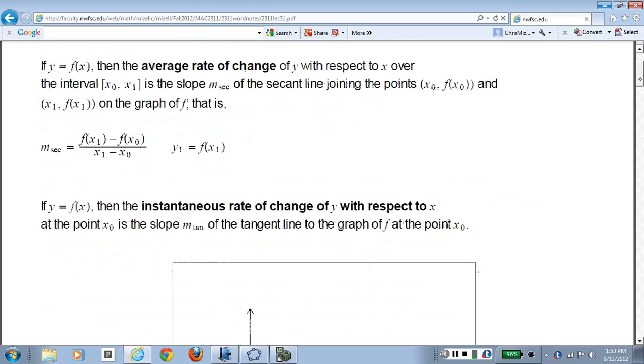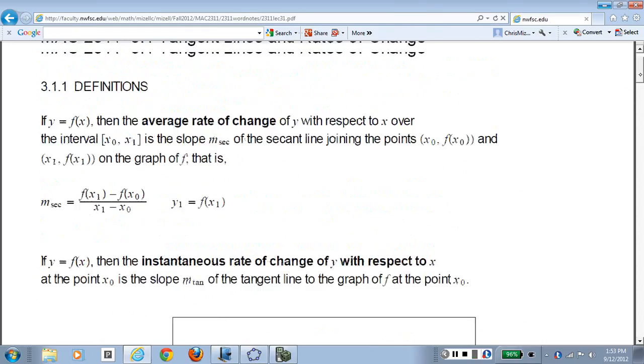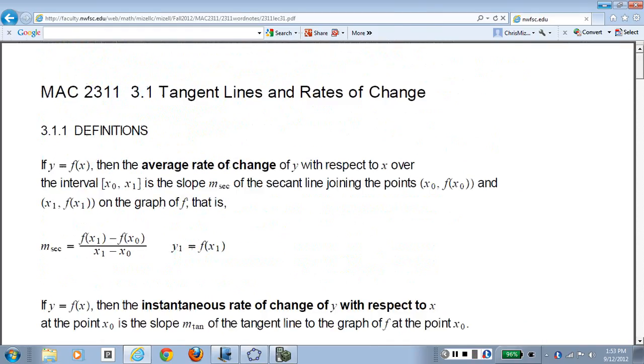When you printed your notes, did they look at all like this? Is that what they look like?